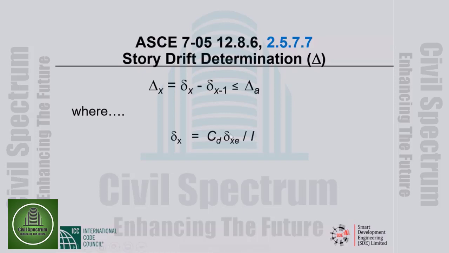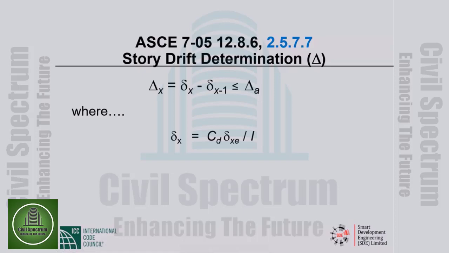The C sub D delta sub xc divided by I is denoted by delta sub x. That delta sub x at the top of a story minus the same delta sub x at the bottom of the same story is the interstory drift, delta sub x for story x, which is the story directly underneath floor level x, has to be within tolerable limit delta sub a.